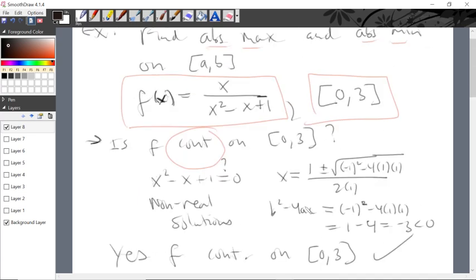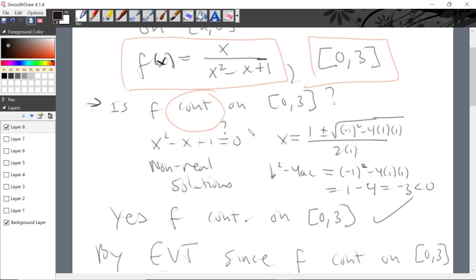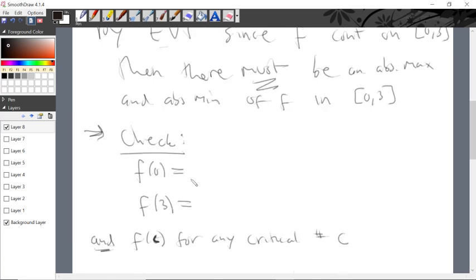Should we real quickly evaluate these? F of x is x over x squared minus x plus 1. So f of 0 is 0 over 0 squared minus 0 plus 1. That's 0 over 1, which is equal to 0. That's a y value for us to consider as a possible max or min. F of 3 is equal to 3 over 3 squared minus 3 plus 1. That's 3 over 9 plus 1 is 10, then minus 3 is 7.